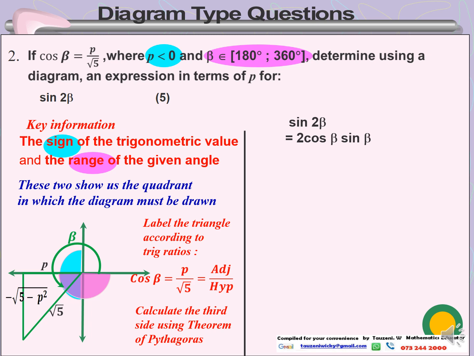Sine 2B is equal to 2 cos B sine B. Then cos B is P over root 5, and sine B is negative root 5 minus P squared over root 5. That is coming from our diagram. Then we simplify this expression, and that gives us the answer for that question.